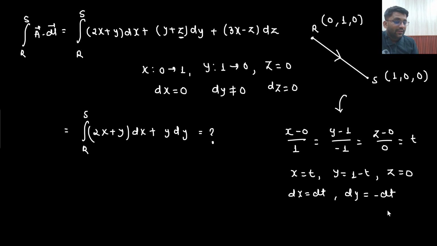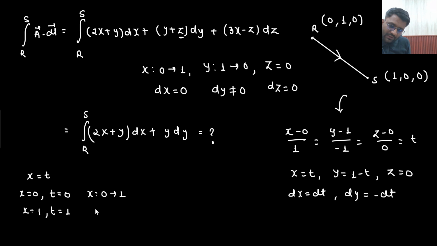Now from where to where will t go? By any one you can check. If x goes from 0 to 1, then if x equals 0, what is the value of t? X equals t, so if x is 0, then t is also 0, and if x is 1, then t is also 1. So if x is going from 0 to 1, then t will also go from 0 to 1 only.